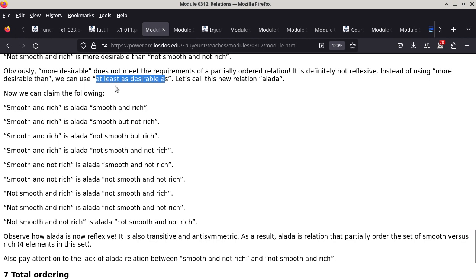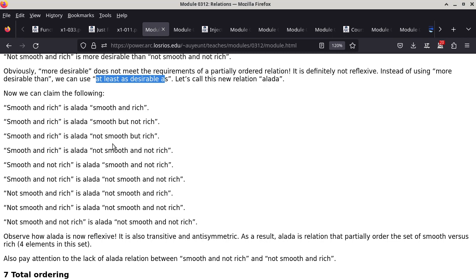Alada means at least as desirable as, okay? And then we have two things that are not related in this case, which is between smooth and not rich and not smooth but rich. So between those two, we cannot determine which one is alada. There's no relationship between those two. So is that okay? Do you guys kind of vaguely remember this example?